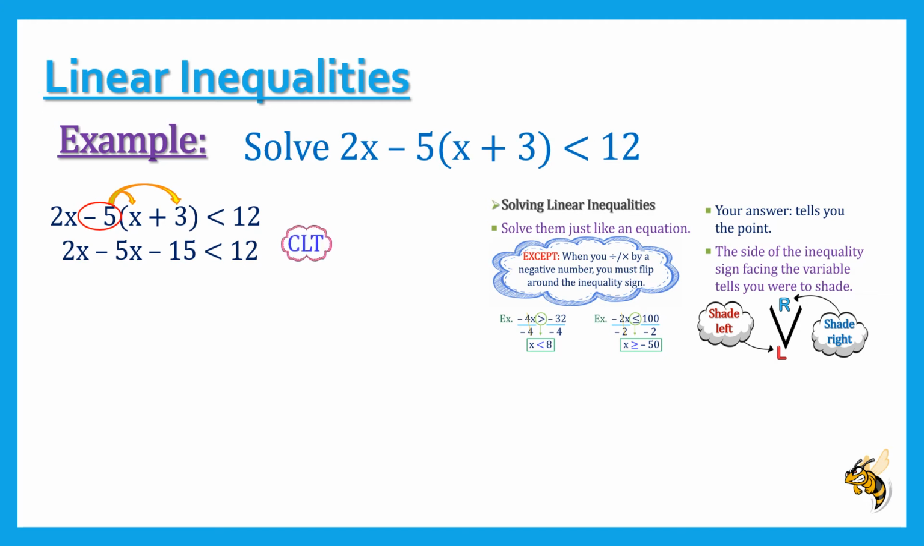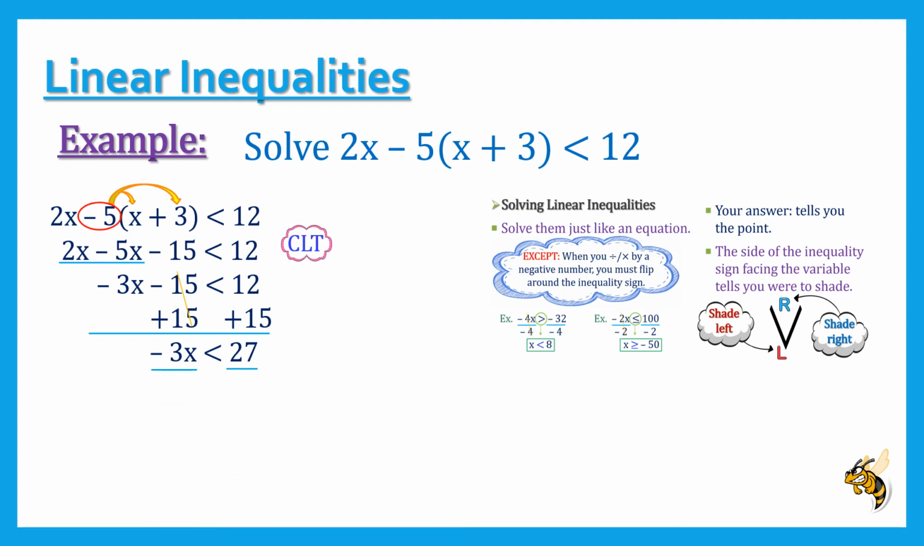Then we want to combine like terms. 2x minus 5x is negative 3x minus 15 less than 12. We want to move that negative 15, so I'm going to add 15 to both sides. Now we end up with negative 3x is less than 27.